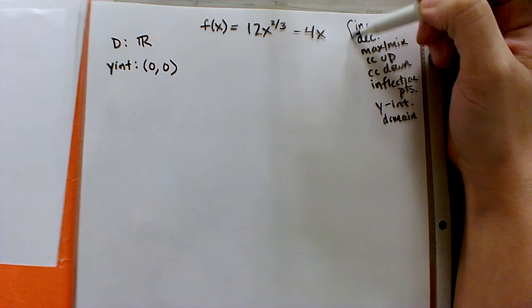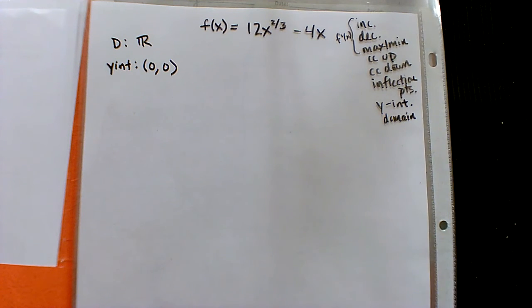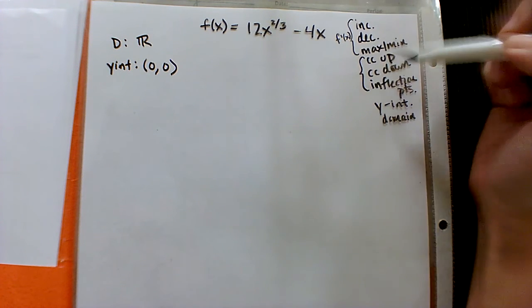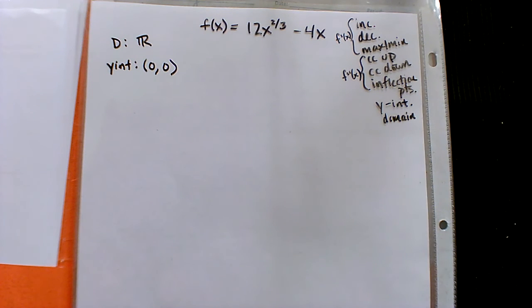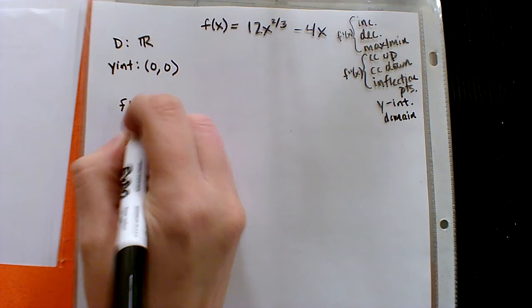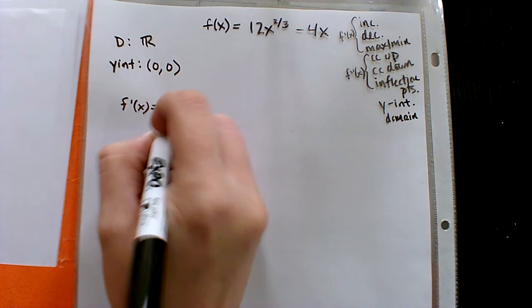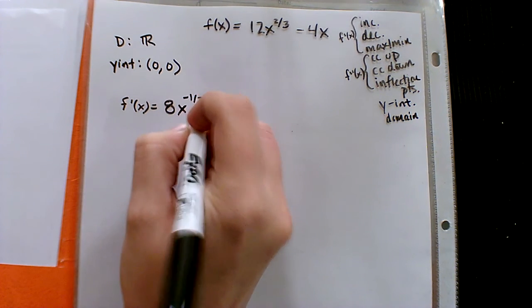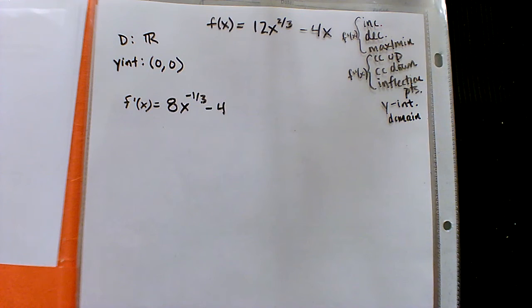To figure out increasing, decreasing, max, and min, we can use a first derivative sign chart to help us with those. And then concavity, we could do a second derivative sign chart. Maybe go another round. Let's do it. Can we find our first derivative? Probably. Yep. 12 times 2/3. Probably something like 8. There you go. 8x to the negative 1/3. And then we'll have minus 4.